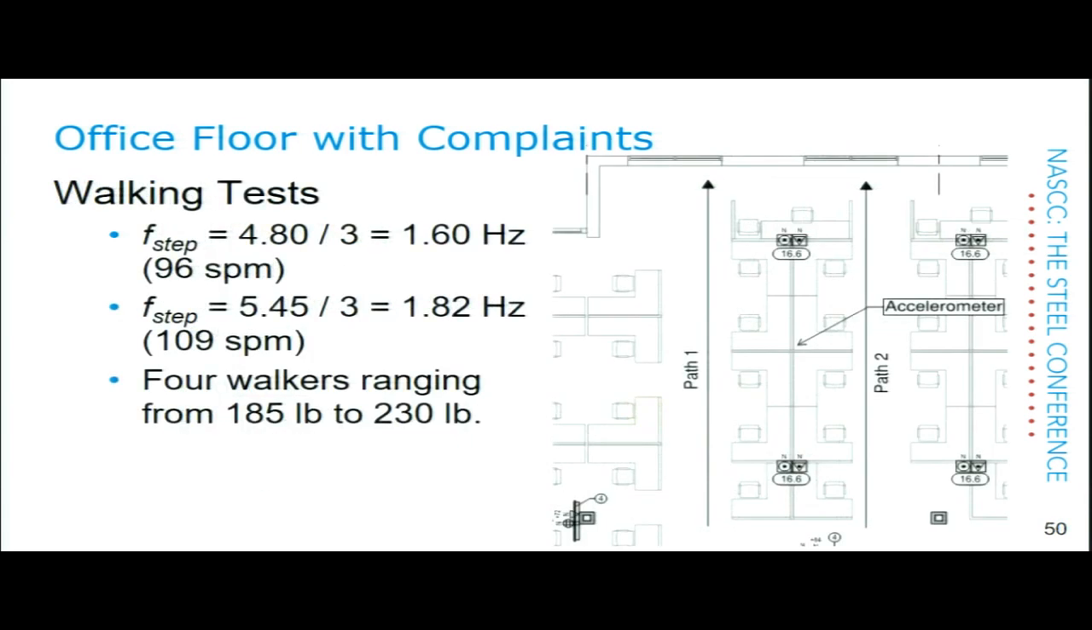Now, for the walking tests, we don't know which one of those two frequencies is going to cause the highest acceleration, so we do both. We start with 4.8 hertz natural frequency, divide that by 3 to get the step frequency 1.6 hertz, and do the same thing with the 5.43 natural frequency. So we have 1.82 hertz for that. So we walk both of those. Just do all the tests twice. Okay, so we have 4 walkers ranging from 185 pounds to 230 pounds, and we walked a whole bunch of times each, along paths 1 and 2, which are obviously controlled by the furniture.